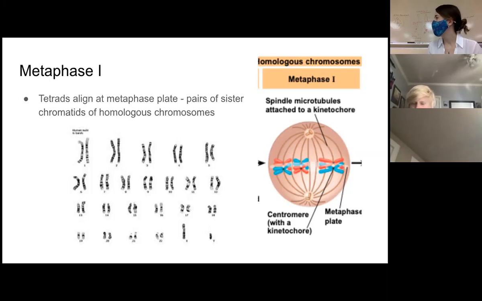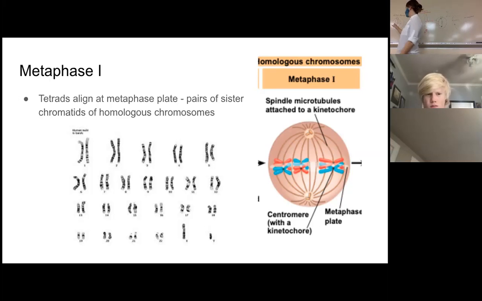All right, so we got metaphase. We're lining up our tetrads. We're lining up our pairs of sister chromatids for our homologous chromosomes. One from each pair of homologous chromosomes goes to each new daughter cell, okay? So instead of lining up our sister chromatids so you get a copy of everything, you only get one or the other.